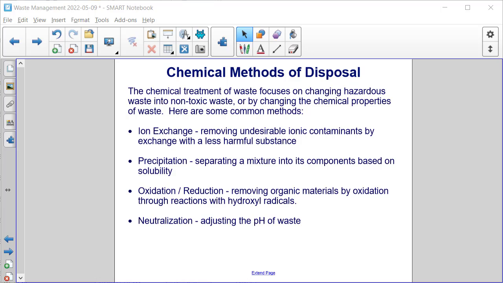Ion exchange is removing undesirable ionic contaminants by exchange with a less harmful substance. Precipitation is separating a mixture into its components based on solubility. Oxidation reduction is removing organic materials by oxidation through reactions with hydroxyl radicals. And neutralization is adjusting the pH of the waste.